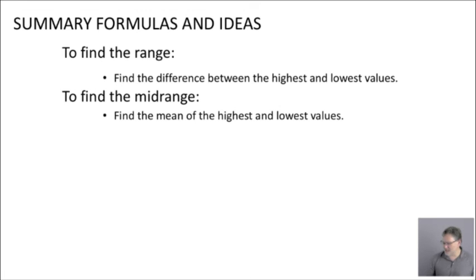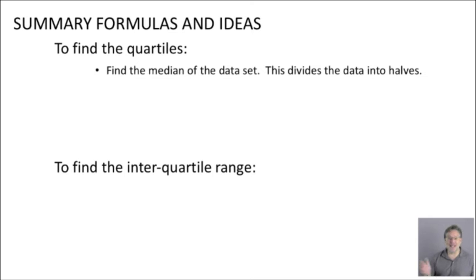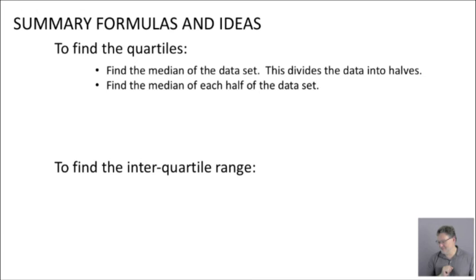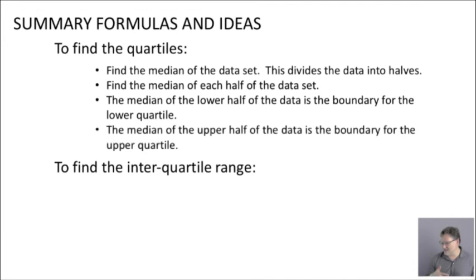To find the quartiles, you first find the median of the data set, and that divides the data set into two halves, one lower and one higher. You then find the median of each half, the middle of each half, and that effectively divides the data set into four quarters. The median of the lower half of the data is the boundary for the lower quartile, and the median of the upper half is the boundary for the upper quartile.